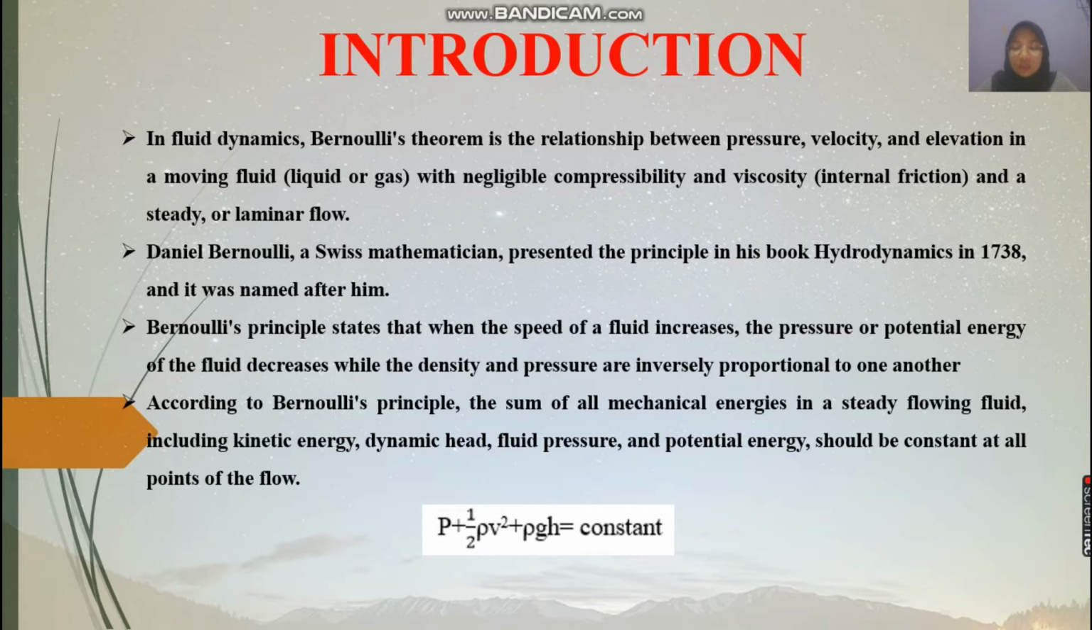The equation of a steadily flowing fluid in Bernoulli's theorem is given by P plus 1/2 rho v squared plus rho g h equals a constant, where P is the pressure, rho is the fluid density, v is the fluid velocity, h is the relative height, and g is the acceleration due to gravity.